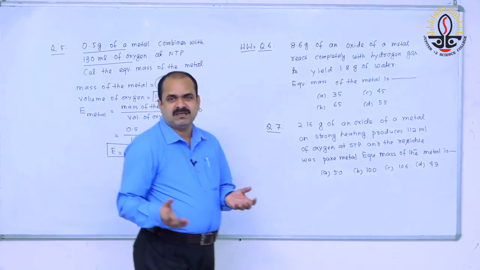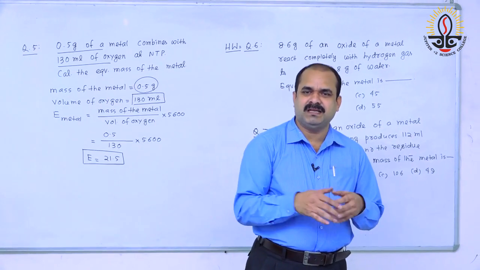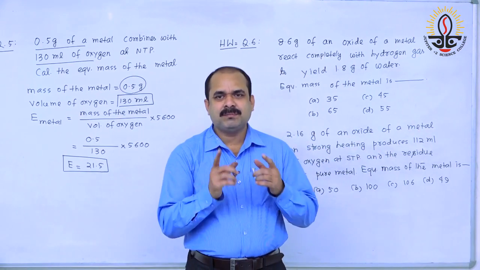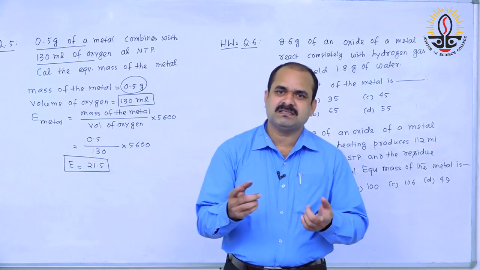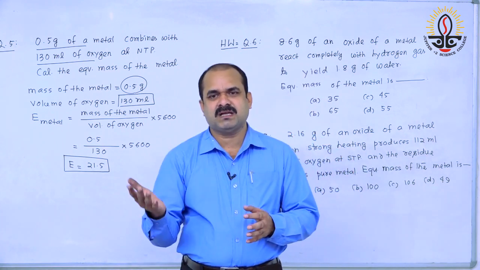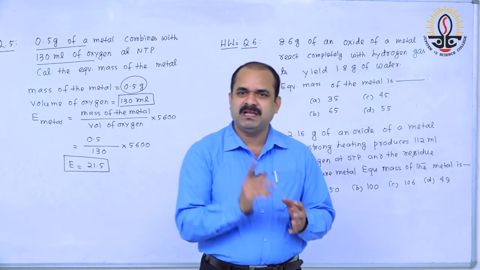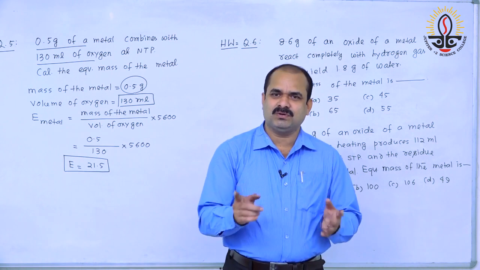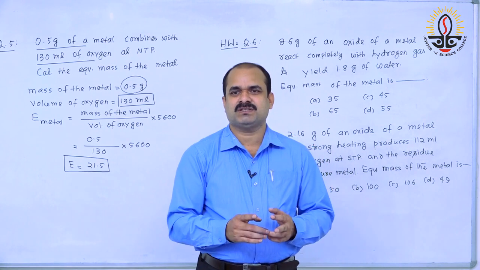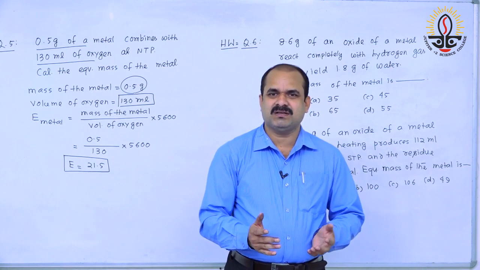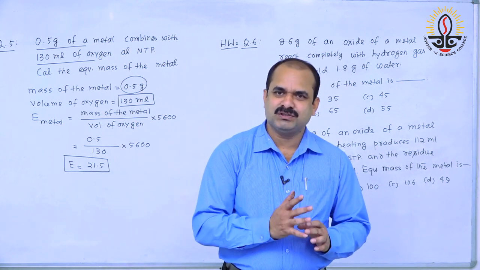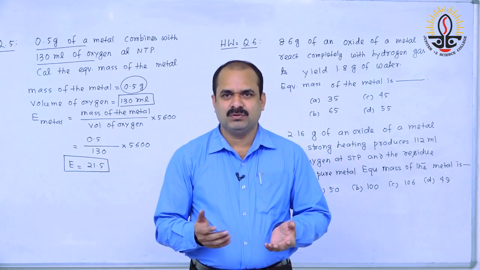Today we discussed the equivalent mass of the element with respect to oxygen. As oxygen is considered, we have to remember that the mass of the element with 8 gram of oxygen, or the mass of the element with 5600 ml of O2, will determine the equivalent mass of the element with respect to oxygen. In the next class, we will discuss the equivalent mass of the metal or element with respect to hydrogen and with respect to chlorine. Thank you.